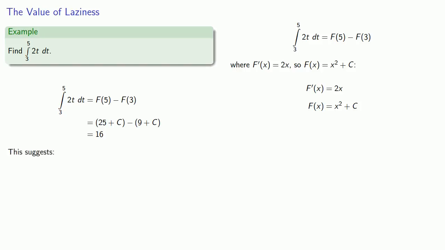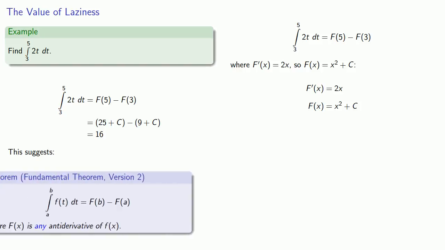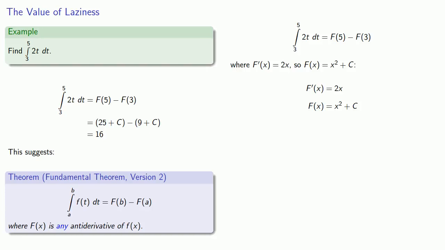And this suggests that the value of c is irrelevant, and so we have a new version of the fundamental theorem. As before, the definite integral is the difference between some function evaluated at b minus some function evaluated at a, where this time our function is any antiderivative of our integrand.